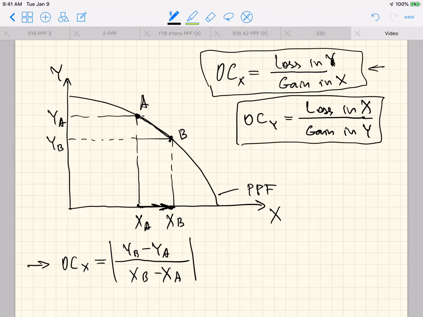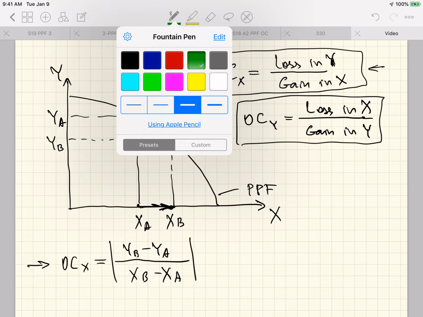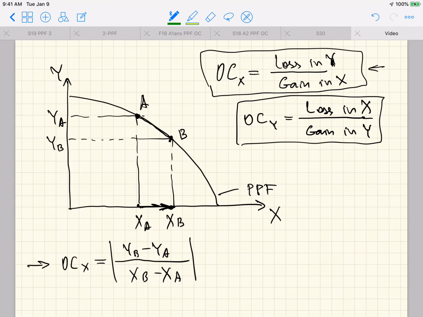Next thing we can notice is that actually opportunity cost of having more of good X is equivalent to the slope of a segment that connects these 2 points, because this is our run, this is our drop. So drop over run is basically the slope of this section. And that makes it easier to see what's going on along this curve in terms of opportunity cost.